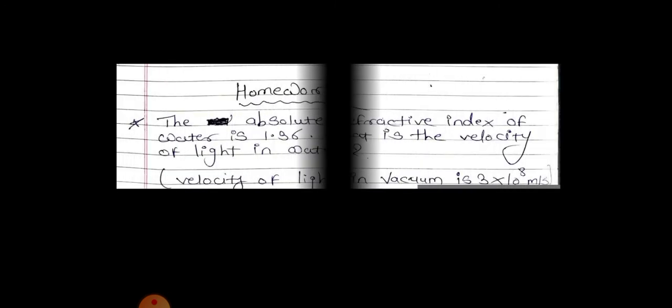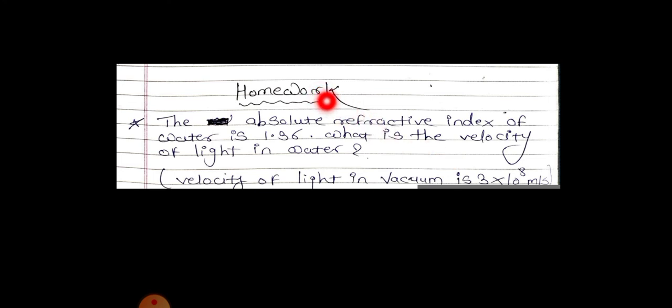Okay, so I have given one homework question to you: the absolute refractive index of water is 1.36. What is the velocity of light in water? Okay, the velocity of light in vacuum is given, that is 3 into 10⁸ meter per second. It is already given in the question. Now you just have to divide the things and find out. Here the absolute refractive index is given already, and you are asked to find the velocity of light in water. Okay, so I hope you will be able to do it.